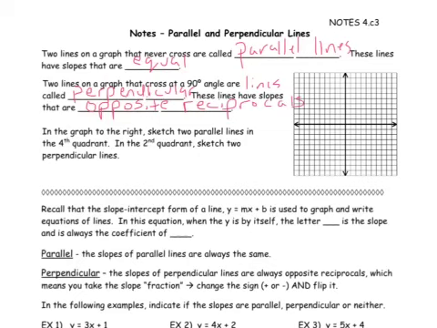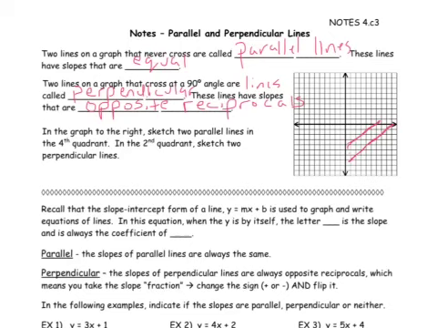Okay. In the graph to the right, sketch two parallel lines in the fourth quadrant. In the second quadrant, sketch two perpendicular lines. Okay, so in the fourth quadrant, I'm just going to sketch two parallel lines. So that's just going to be two lines that have the same slope and aren't the same line. So I'm basically going something like that. I'm sketching them.